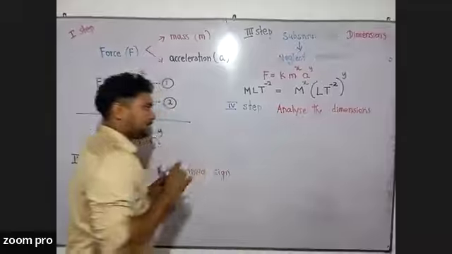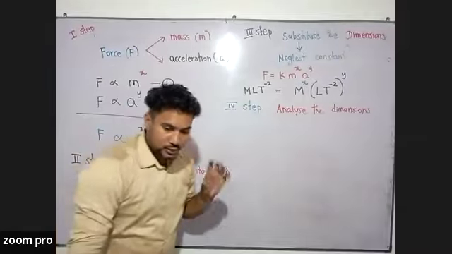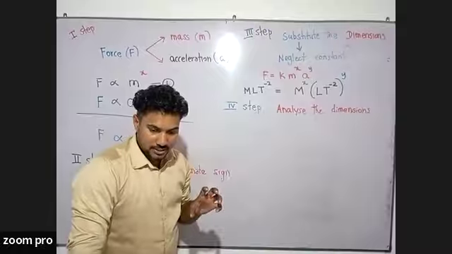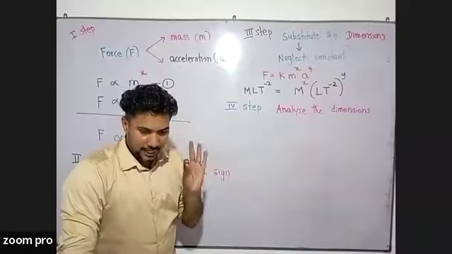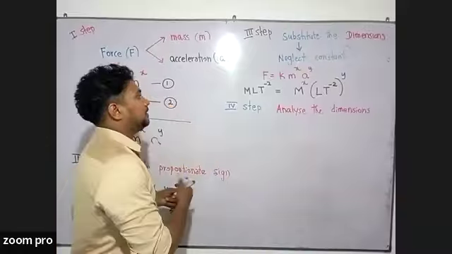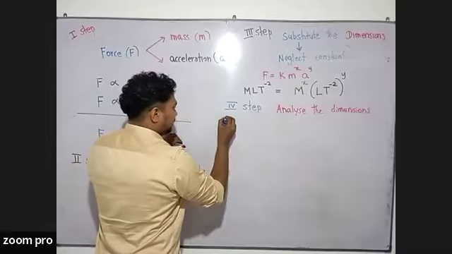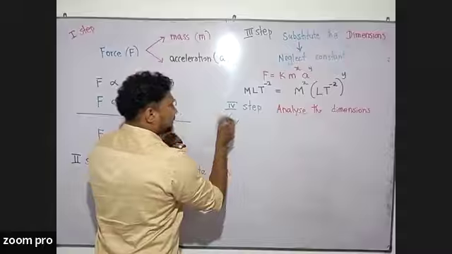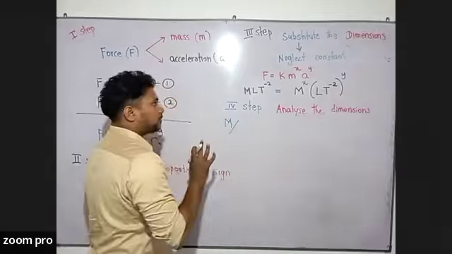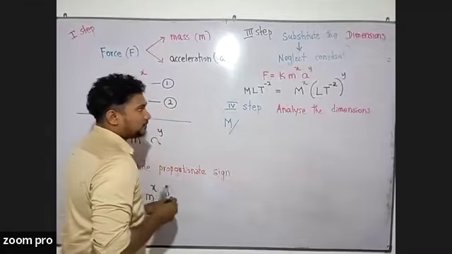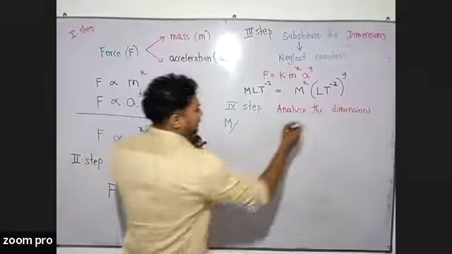Guys, in this expression there are three types of dimensions, isn't it? What are they? M, L, and T, right? Okay. Now, just consider dimension analyzing. Let's consider each dimension separately. So first of all, I'm going to consider the dimensions of M, right? So in dimension analyzing, this is the thing.